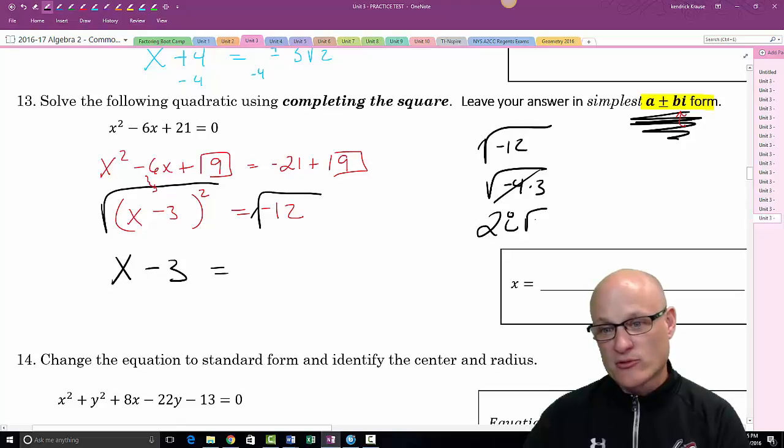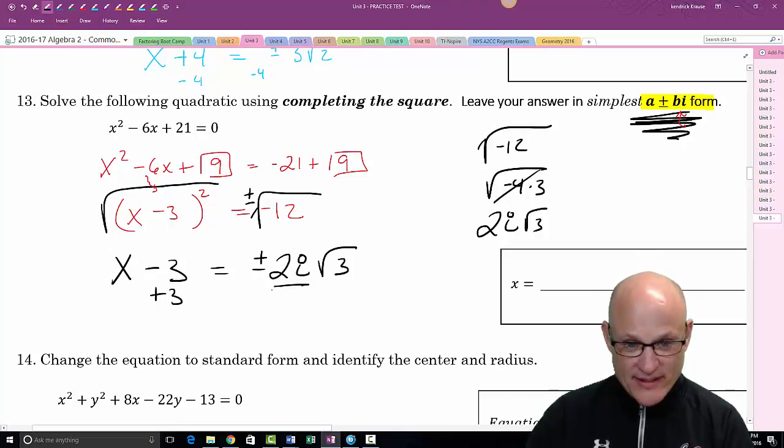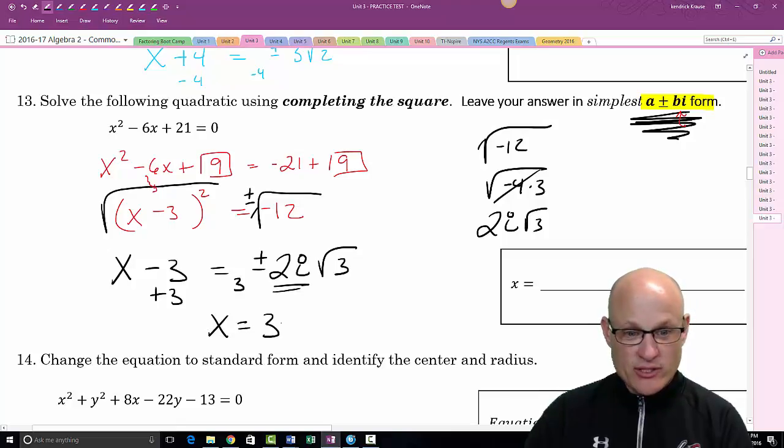2i. So this becomes 2i squared to 3. Oh wait, almost forgot my plus or minus. That would be really bad. Plus or minus 2i square roots of 3. Now, when you bring this 3 over, don't put it with this. It just goes out in front, 3. So my answer is x equals 3 plus or minus 2i square roots of 3.